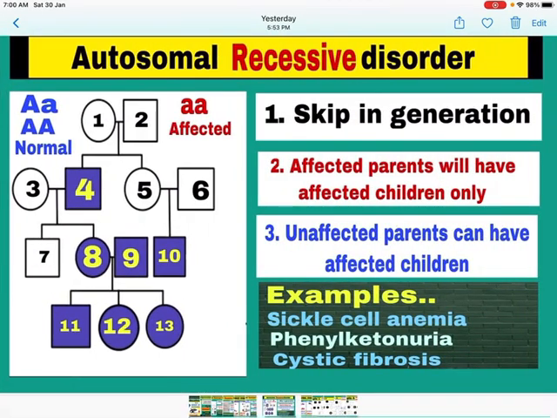Come to pattern number 4, autosomal recessive disorder. See the pedigree.